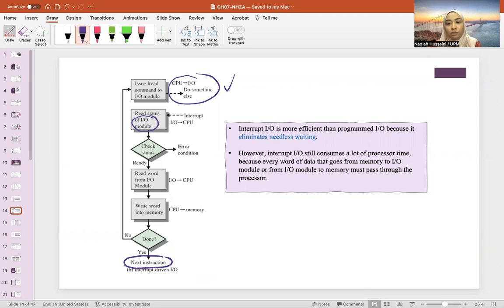So interrupt IO is more efficient than programmed IO because it eliminates needless waiting. However, interrupt IO still consumes a lot of processor time, because every word of data that goes from memory to the IO module or from the IO module to memory must pass through the processor. So everything still has to go through the processor, and the processor is basically always busy.